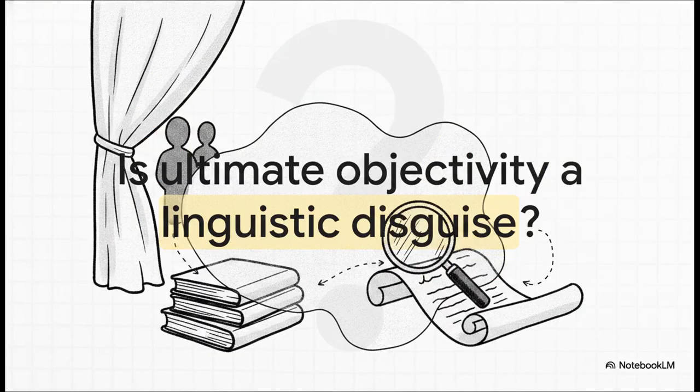Which leaves us with a rather profound question to ponder as we wrap up this explainer. We've seen how the passive voice engineers this incredible sense of distance and hard fact. But is ultimate objectivity ever truly possible in writing? Or is the passive voice just a clever linguistic disguise we use to make our own subjective choices look like undeniable truths? Next time you read an academic paper, I challenge you to look for the hidden doers and ask yourself what the author is choosing to show you and what they are choosing to hide.